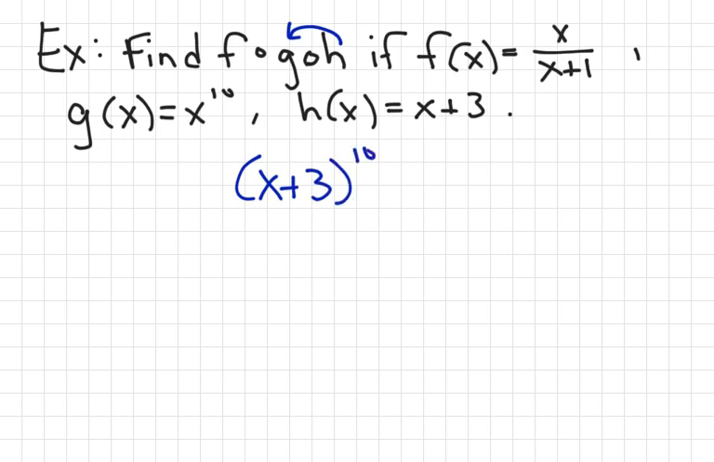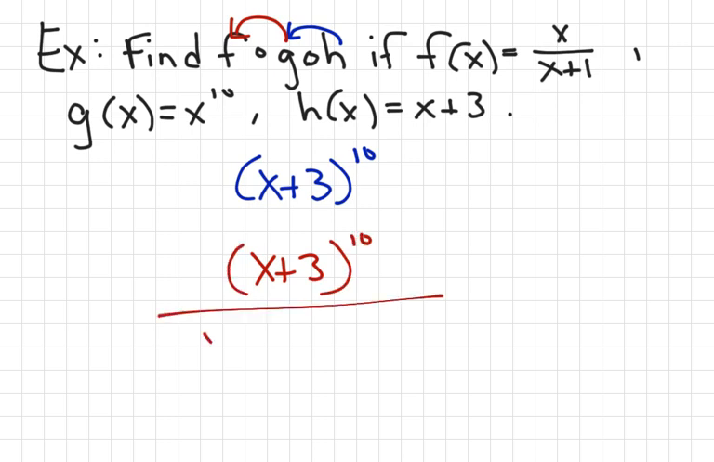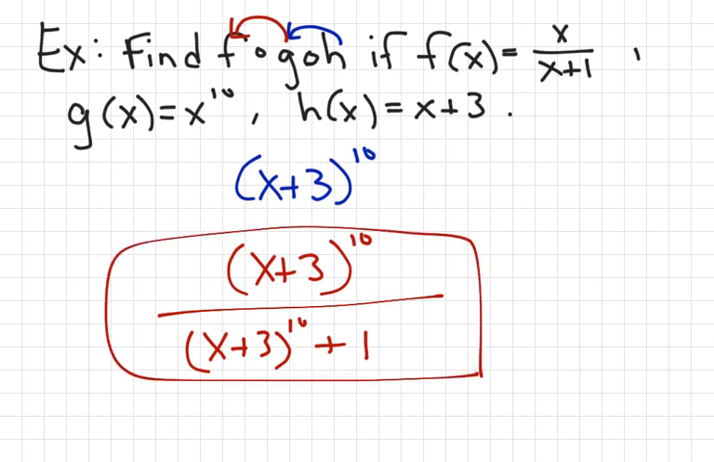Then after I put h into g, I'm going to put that output into f. So I'm going to have x plus 3 to the 10th in the numerator, and I'm going to have x plus 3 to the 10th plus 1 in the denominator. And that's a composition of 3 functions.